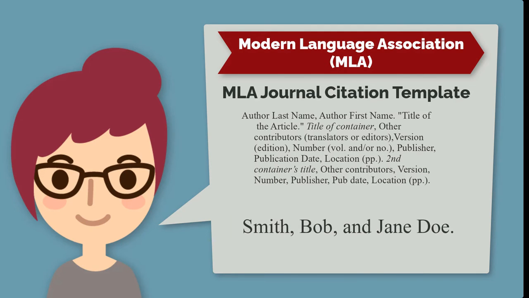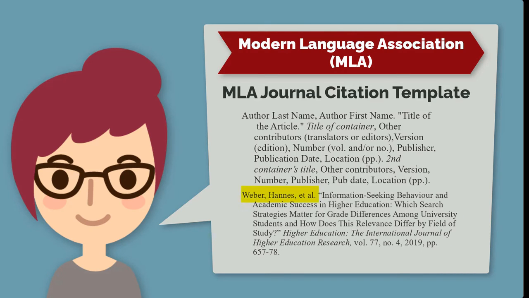Note that if there is a second author, the first author is listed last name, comma, first name, followed by a comma, followed by the word and, followed by the second author's first name and last name, followed by a period. If there are three authors, the first author's name is listed last name, comma, first name, followed by a comma, followed by the phrase et al. Also, the titles of containers are italicized. So if we take this article and use this template, our resulting citation should look like this.